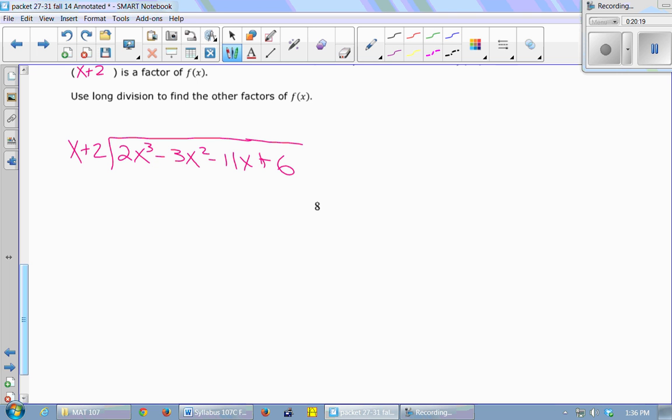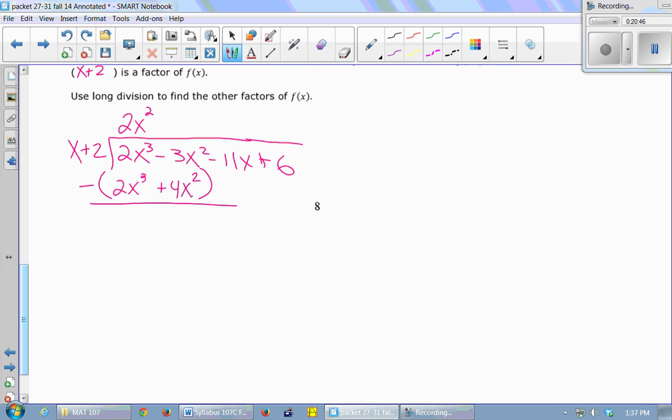Okay, x times what is 2x cubed? 2x squared. Okay, so then you take your 2x squared, multiply by your x, and you get 2x cubed. And then 2x squared times 2 is 4x squared. It's positive 4x squared. Then you have to subtract. Right? And I have to subtract this negative sign. I have to distribute it to both terms in that parentheses.